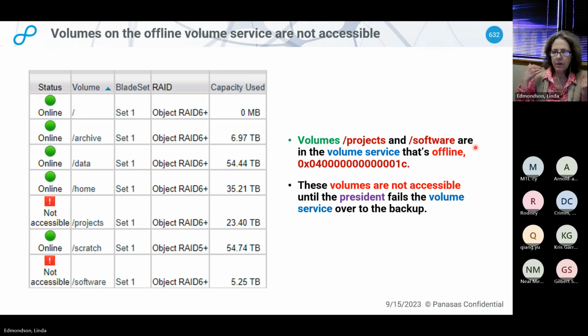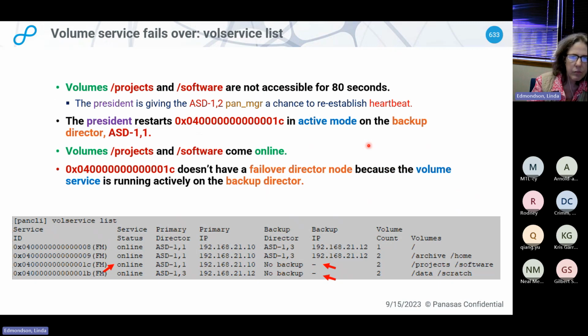Okay. 90 seconds. We're waiting to give Pan Manager on 1.2 a chance to reestablish heartbeat. If it's not heartbeating because the director has panicked and rebooted, it's going to be coming up. All right. As a matter of fact, it was 80 seconds. I timed it. So now the president says, all right, your grace period's up. I'm going to restart 1C on the backup director 1.1.